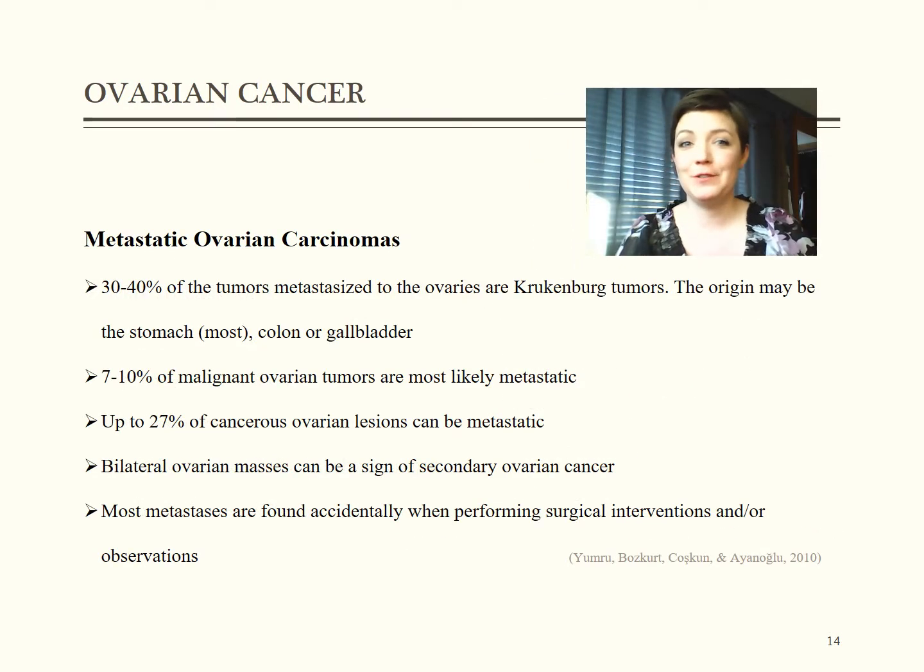It's worth mentioning a few facts about ovarian cancer metastases. 30 to 40% of tumors are called Krukenberg tumors. They're metastases from the stomach. 7 to 10% of malignant ovarian tumors are most likely metastatic. Bilateral masses is a sign of secondary ovarian cancer, and most metastases are found by accident.